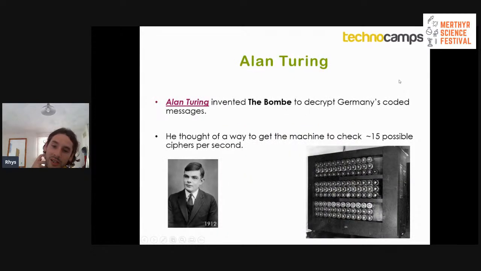But somebody called Alan Turing invented something called the bombe, which was used to decrypt the German messages. So he was able to think of a way and create a machine that could check roughly 15 possible ciphers per second. Now, even though that doesn't sound like an awful lot, in terms of what it was actually doing, it was incredibly helpful to the war effort and to help crack the German ciphers and figure out the messages they were sending, and so figure out their plans. Okay, and it helped save an awful lot of lives. Okay, so it's really important.